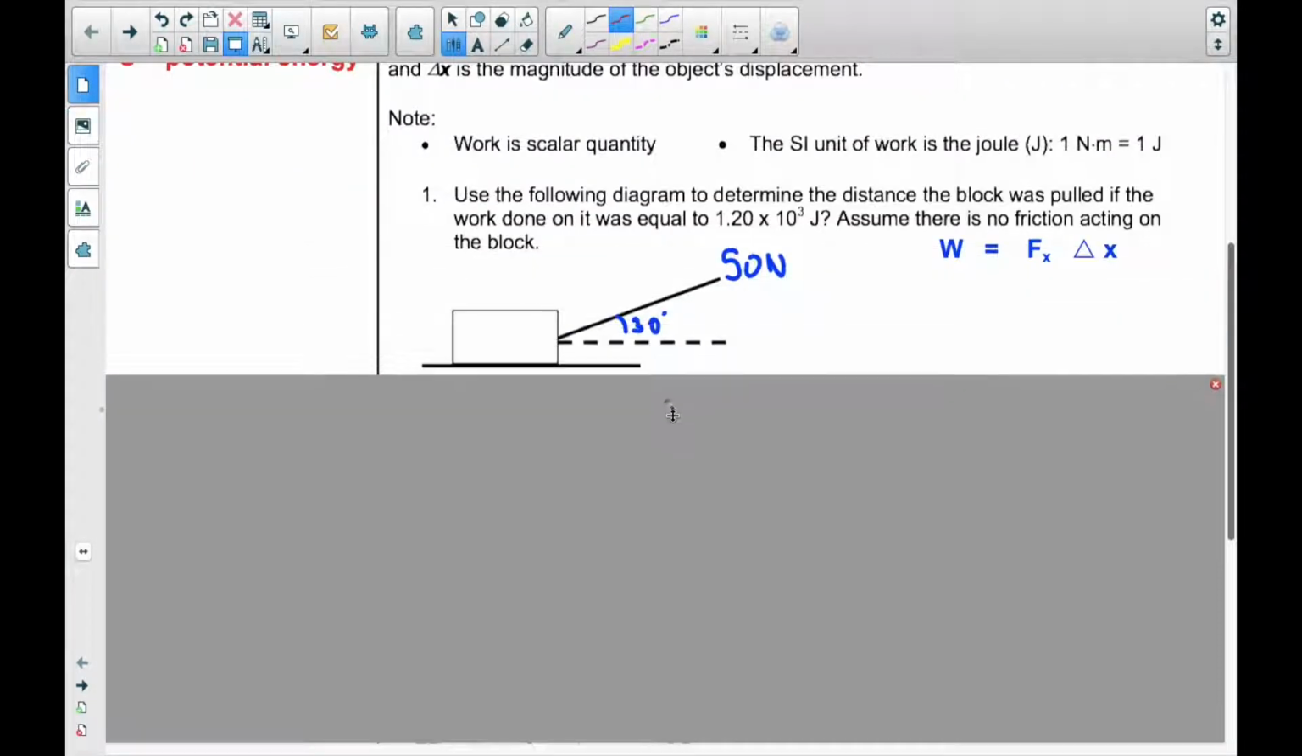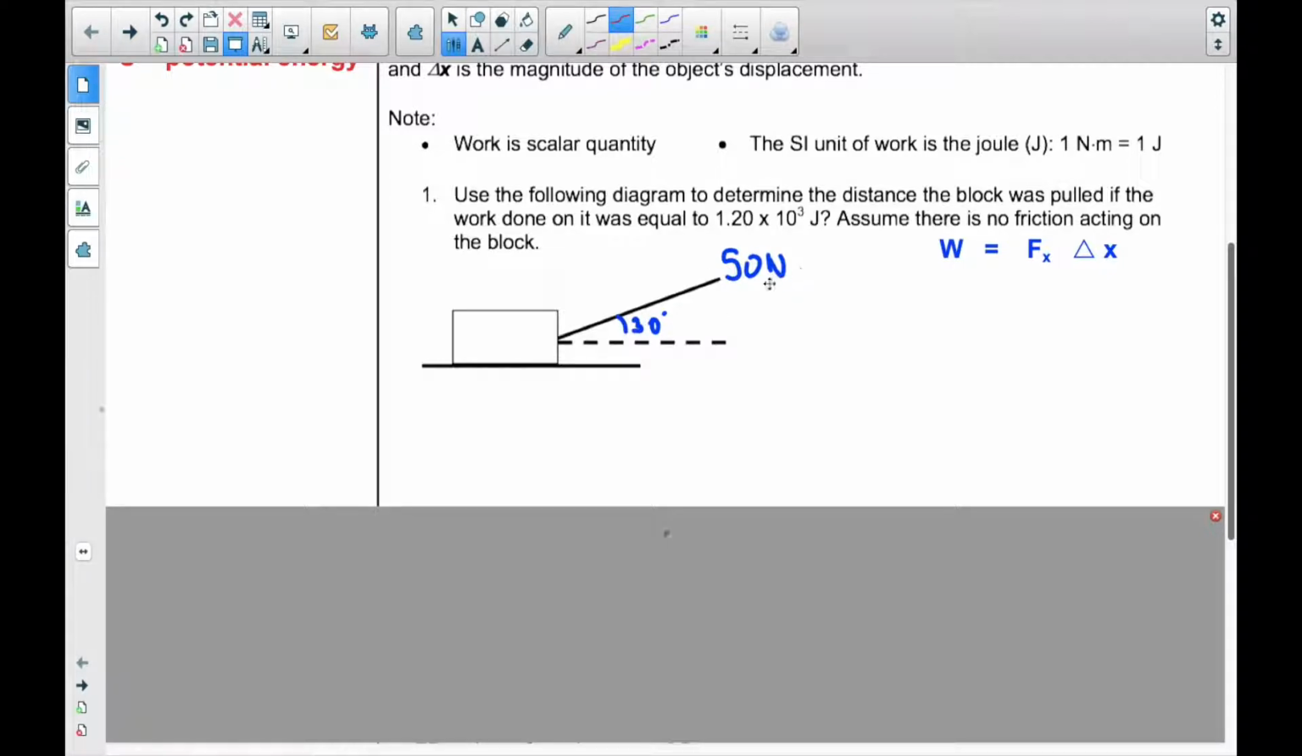All right, let's take a look at our first example. First of all, there's a few things I left off of the diagram. So if you can show that this vector, and let's make it a vector, this vector is 50 newtons, and then this is 30 degrees. The problem: use the following diagram to determine the distance the block was pulled if the work done on it was equal to 1.2 times 10 to the third joules. Assume there is no friction acting on the block. So we want to take the force which is parallel to the motion. So if the motion is going in this dotted line direction, then that's the part that we want. We don't want the whole 50, we only want the component which is parallel to the direction.